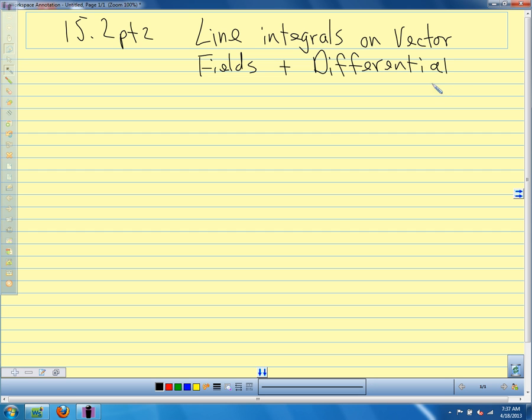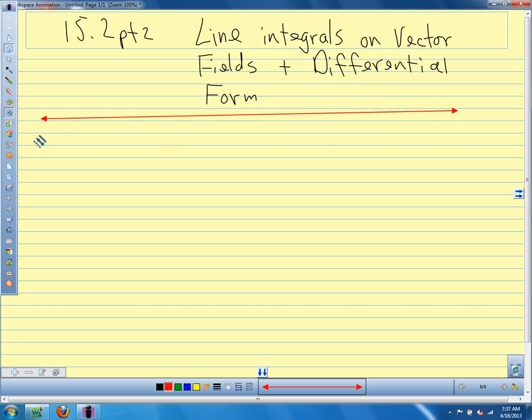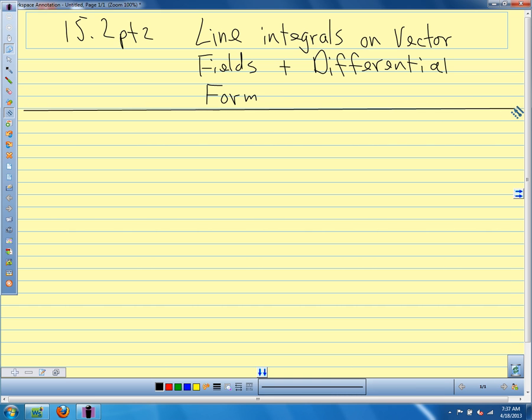So we're going to talk about line integrals on vector fields and the differential form of line integrals. Yeah, even the title is long. All right, so I'm going to start out by asking you a couple of questions, and then we'll get into our lecture.